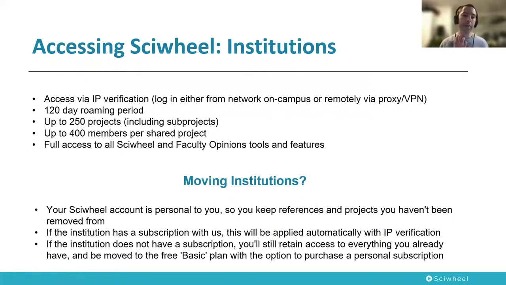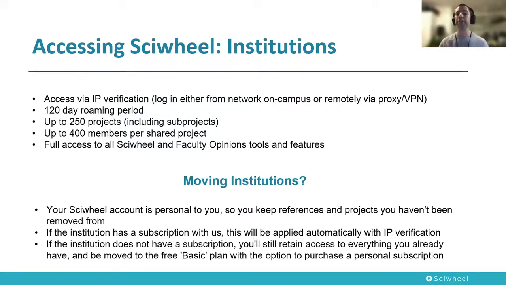So the way we verify institutional subscriptions is via IP, which means to activate your institutional subscription, you need to log into Sciwheel either physically while you're on campus, so we detect the campus network, or if your institution provides a proxy or VPN, you can connect via that, log into Sciwheel, and that should give you the institutional subscription as well.